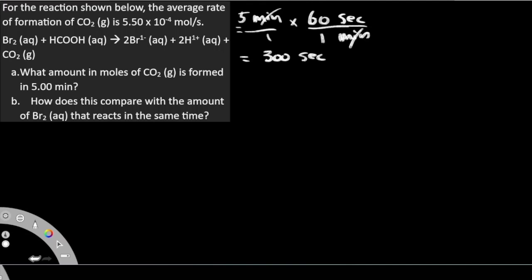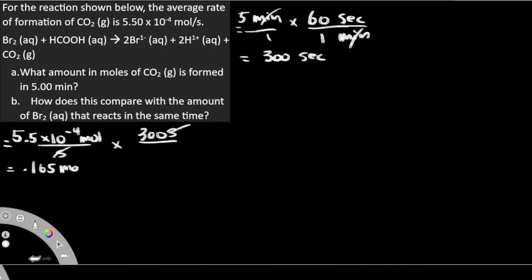So what are we going to be doing now? Well, we have 5.5 times 10 to the negative 4 moles, and this is per second. The thing is, we want 300 seconds. So how is that going to work? Again, we want our seconds to cancel out because we're solely trying to figure out the moles. I want my moles to remain, and I don't need the seconds anymore. So I have 300 seconds, and I'm just going to cancel these out. Then what do I end up getting? Just use your calculator. I end up getting 0.165 moles.